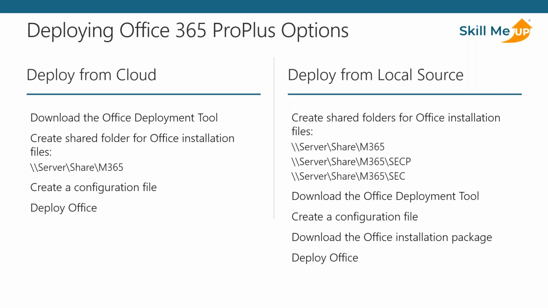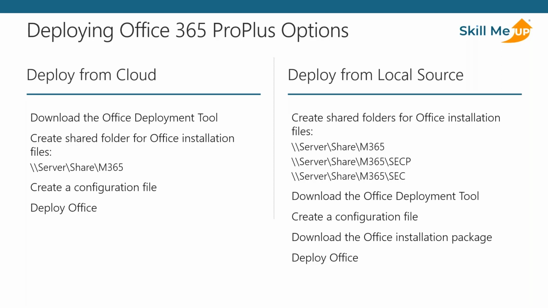Now, deploying from the cloud, you'll download the Office deployment tool, which is an application that will allow you to create a configuration that's required for the deployment. You'll then create a folder share for the Office 365 installation files, and I just have it as server share M365. You'll then define the configuration file, which is an XML definition of what you want to do as part of that installation, and then you deploy Office. You run the executable, and it will then read the configuration file and deploy what needs to be done.